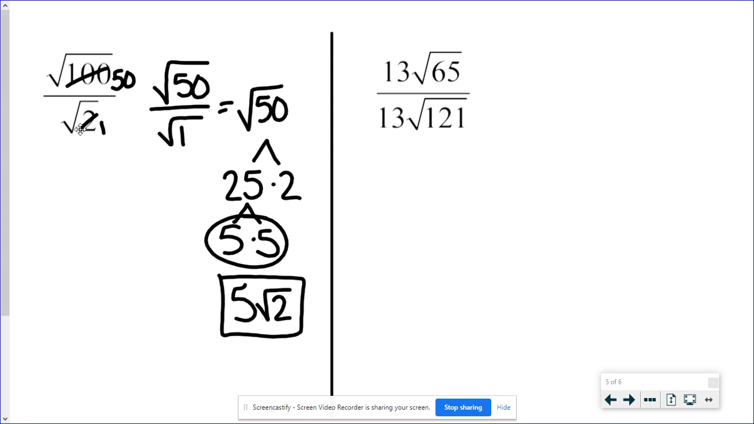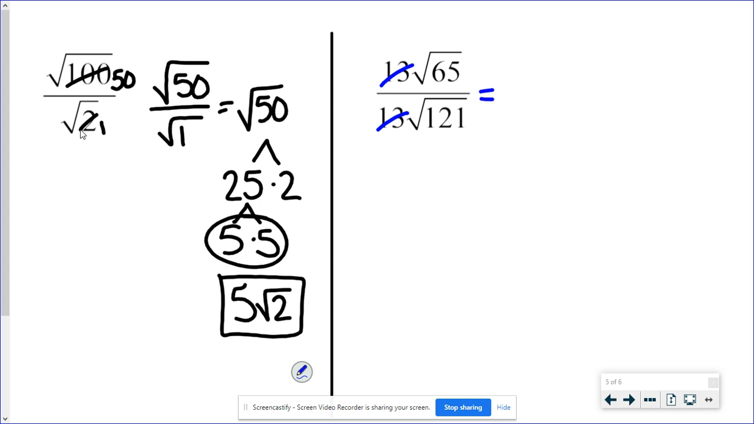In the second problem here, this time I'm going to say, you know what, those 13s, they're both not in radicals. They're both regular numbers. 13 over 13, I could just divide them both by 13 or do some canceling. Those are just gone.